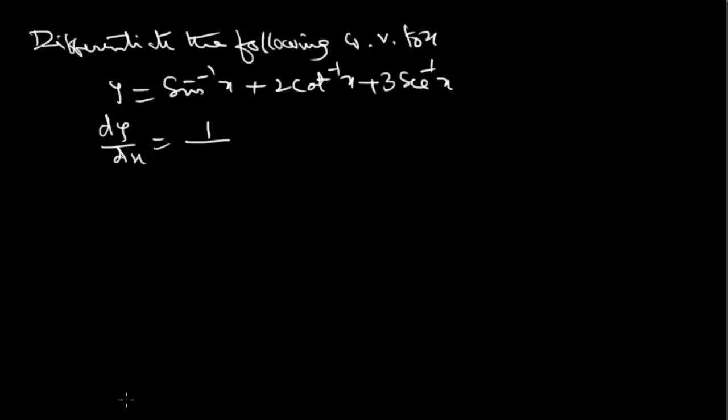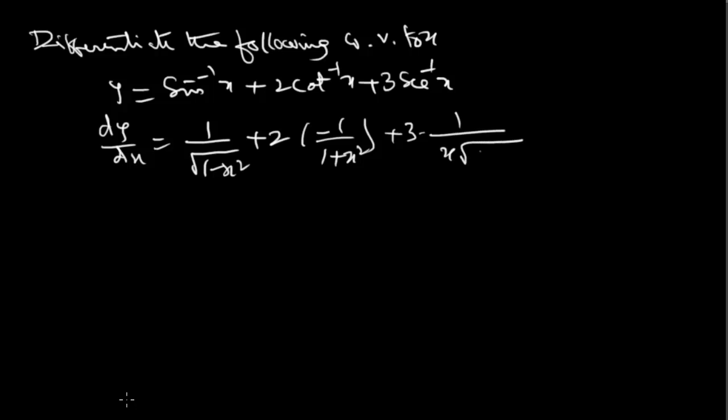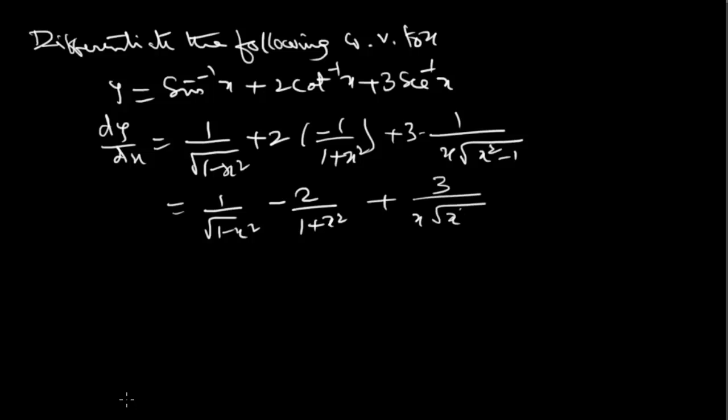Sin inverse x differentiates to 1 by root of 1 minus x squared. Cot inverse x has a minus, so plus 2 into minus 1 by 1 plus x squared, plus 3 into secant inverse x, which is 1 by x into root of x squared minus 1. So there is nothing here, we can directly write: 1 by root of 1 minus x squared, minus 2 by 1 plus x squared, plus 3 by x into root of x squared minus 1. We are covering the formulae while working out the problems.